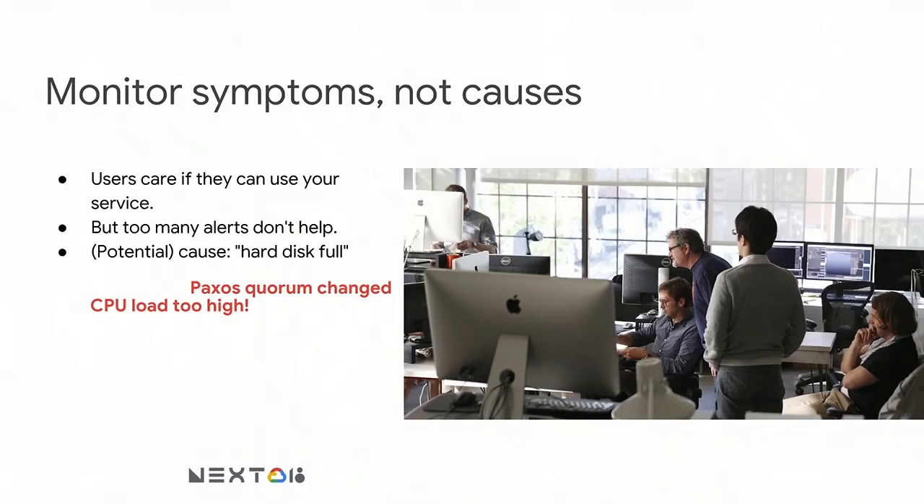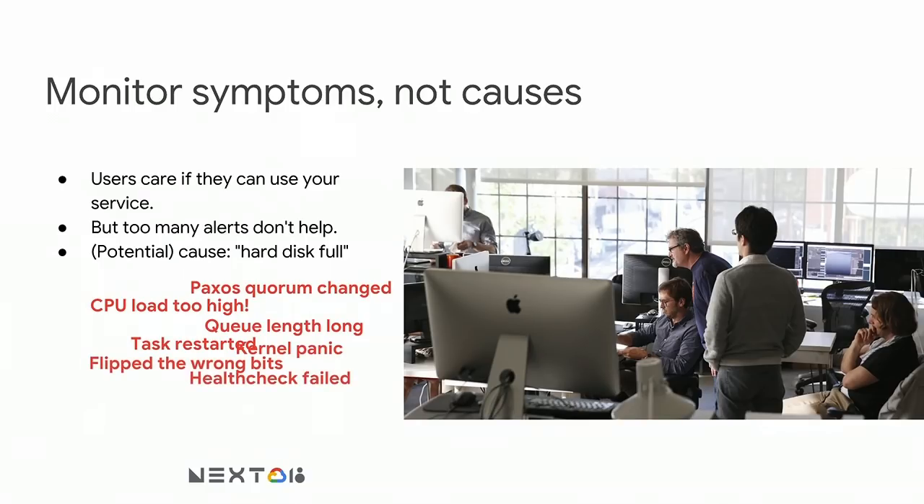So what about if your Paxos quorum changes? Or what about if the CPU load on one machine is too high? Or what if the queue length on your Kafka queue is too long? Or what if your task restarts? Or what if the kernel panics, right? Like, all of these possible things that could possibly go wrong. Not every single one of them is worth waking up for.